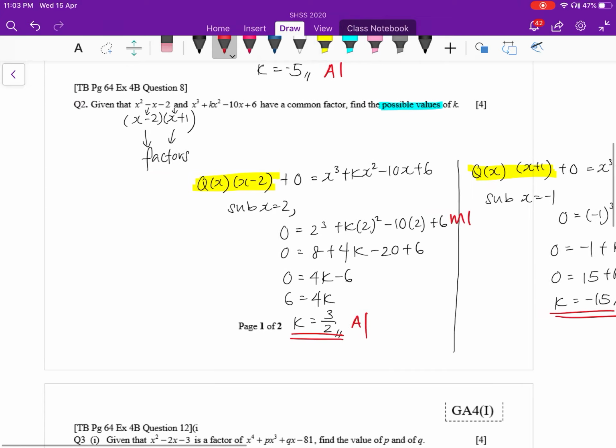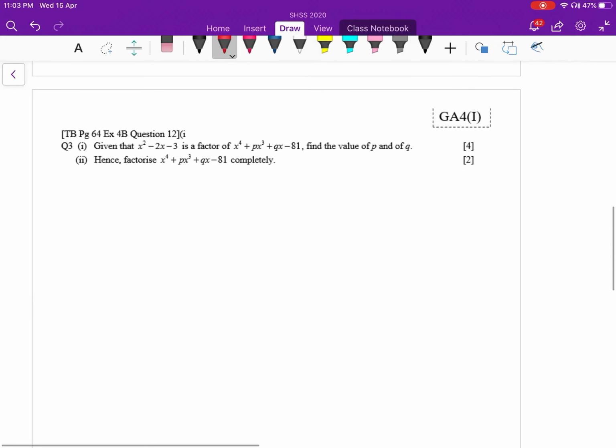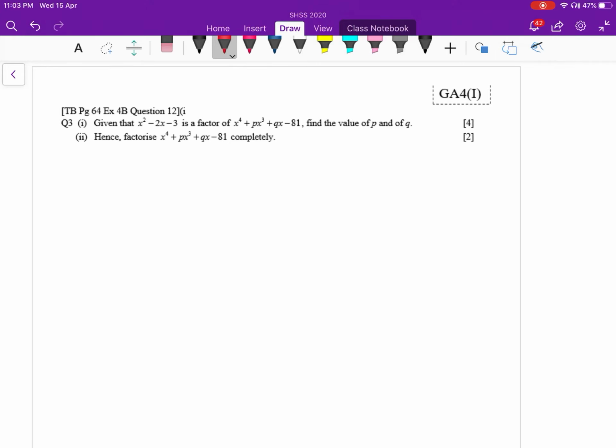Okay, I said I want to do a second video, right? But I think I can carry on with question number 3 here. 3 part 1. Given that x squared minus 2x minus 3 is a factor of these, find the values of p and q. It's a factor means the remainder is 0. Again, I'm going to factorize. So this is Qx multiplied by x squared minus 2x minus 3 plus 0. Because it's a factor, that will give us x to the power 4 plus px cubed plus qx minus 81.